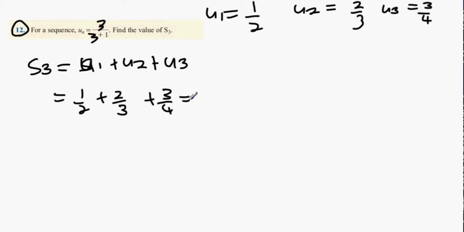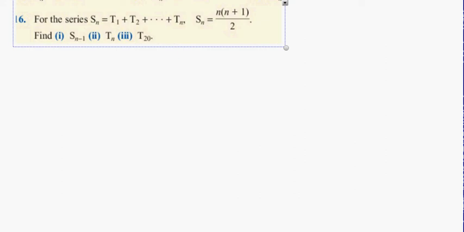And when we put a half plus 2/3 plus 3/4 in, what we should get, so this is question 12, is 23 over 12. Okay, so this is 23 over 12. Very simple question, okay? Now question 16. For a series Sn equals T1 plus T2 plus Tn, where Sn is n over 2 times n plus 1.